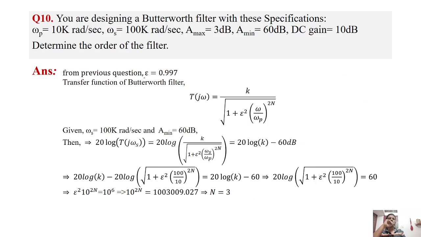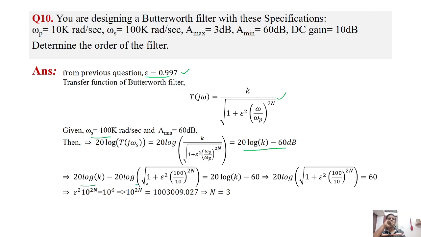We know from the previous question that epsilon equals 0.997. We have computed this. The transfer function of the Butterworth filter is this in general. We substitute omega equal to omega s in the gain. So the gain is 20 log k minus 60 dB. Again we know 20 log of a by b is 20 log a minus 20 log b.